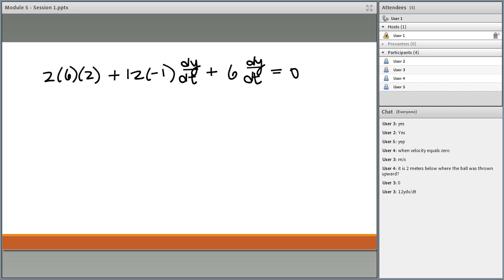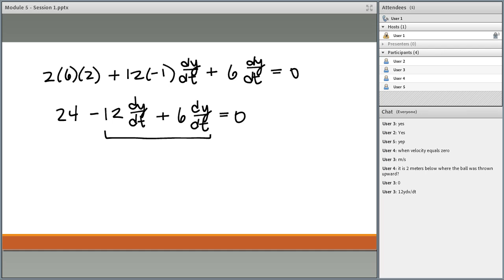And now we can simplify and solve. So the first term we end up getting 24, and then minus 12 dy/dt, just simplifying the constants, plus 6 dy/dt equals 0. And I'm solving for dy/dt, so I can solve for it basically the same way I would solve for x. I'm going to combine all the terms and move everything.